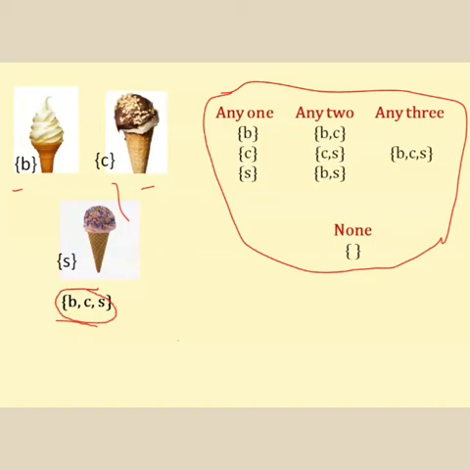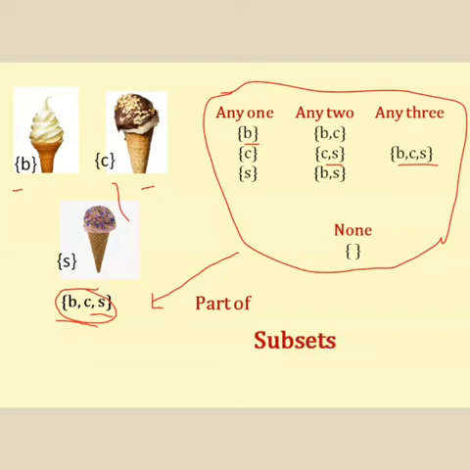So all the sets are a part of the main set. Each set here is a part of the main set. That is, B is a part of this entire set, CS is a part of this entire set, and the 3 butterscotch, chocolate, strawberry are also a part of this entire set. And the empty set, none, is also a part of the entire set. So in mathematics we say that each set is a subset of the main set. In general we say that it is a part of, and in mathematics we say that it is a subset.